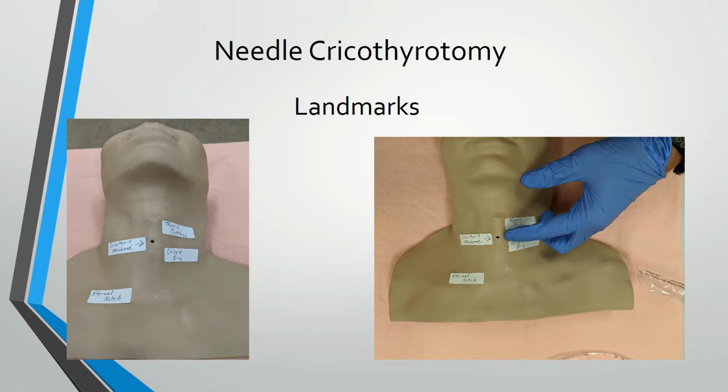It lies in between that cricoid ring and the thyroid cartilage, the large shield-shaped cartilage. On the right-hand side, you can see I have my fingers pointing to where I've marked that spot.